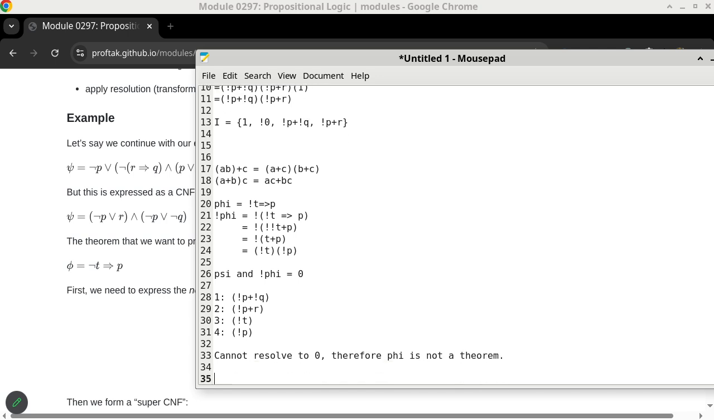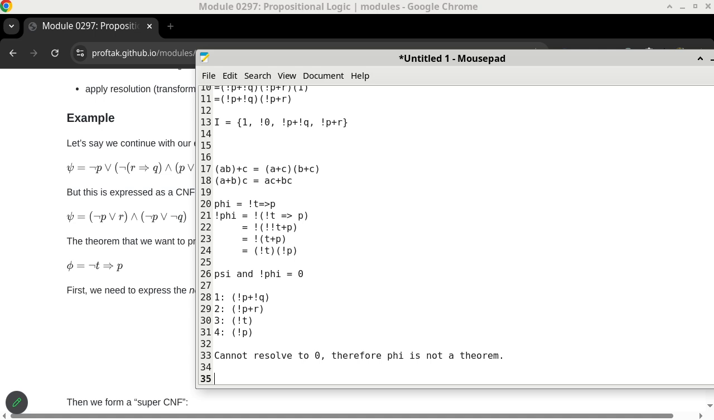I have seen a lot of people making the conclusion that phi is not true, but that is not true. There's no guarantee that phi is not true. We can only say that phi is not implied by psi. That's all we can say. We are not concerned about the value of phi itself. We're only concerned about whether psi is implying phi or not.